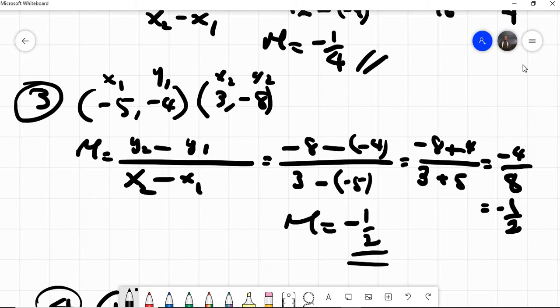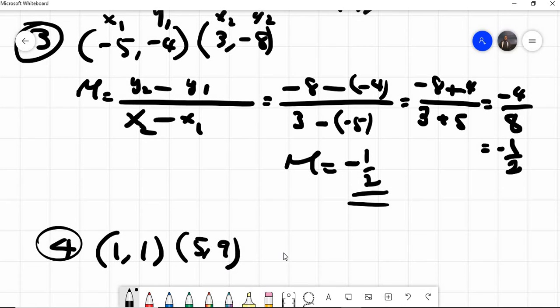So how about if we change the signs, if we make x1 and then y2? We're still gonna get 4 on top, and on the bottom minus 5 minus 3, we're gonna get negative 8. So it's gonna be the same. If we go the other way around, we're gonna get a negative half slope.